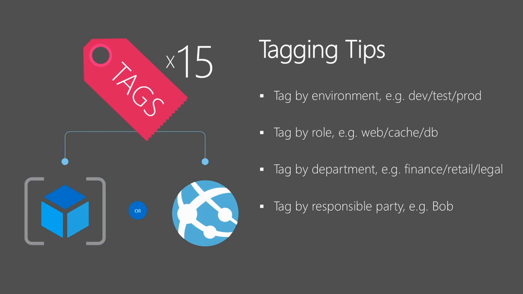So you can tag all of your VMs that host web workload with a web tag, cache tag, database tag, and so on and so forth. Another option is to tag by department. Is this application or these resources owned by finance, HR, retail, or legal? Because we want to make sure the legal guys get the right bill. And the final thing is tag by responsible party.